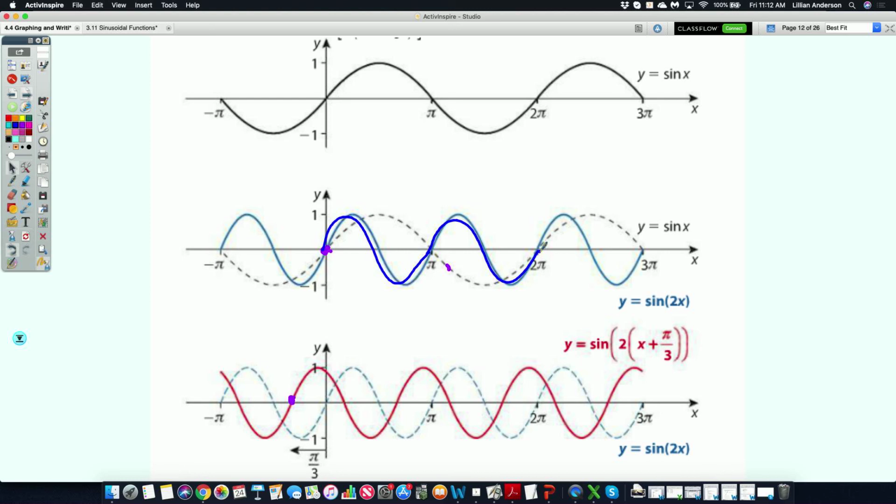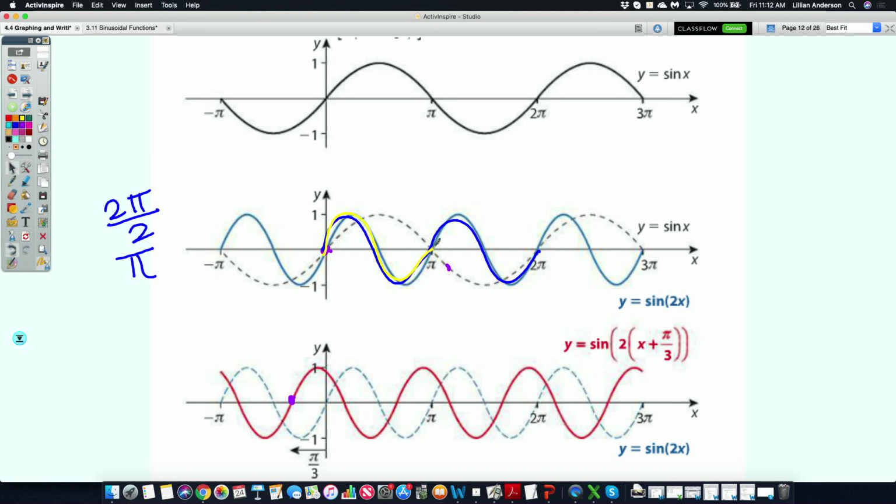You can also use that to find the period of just 1 cycle. What's the formula to find the period? 2 pi over B, and B is 2, so what's the period? Pi. And as you can see here, it completes 1 cycle between 0 and pi. Very good. And then down here in the last graph on this slide, in the red, you see sine of 2(x plus pi over 3).